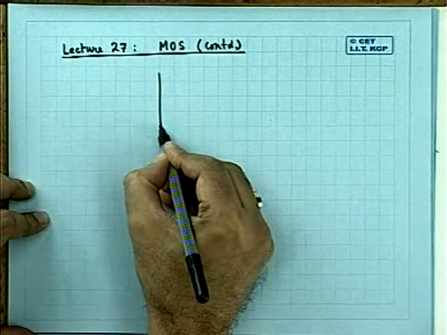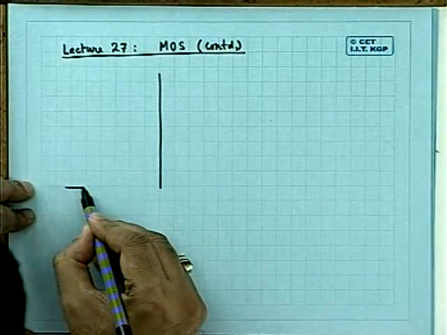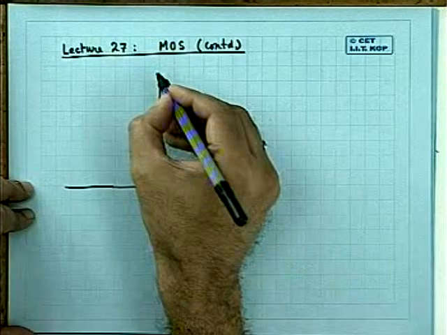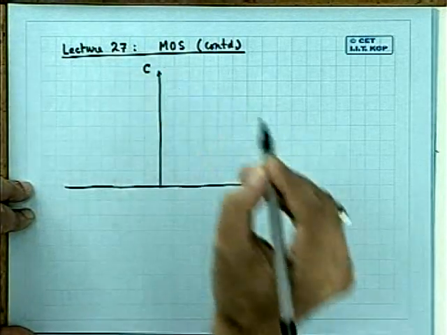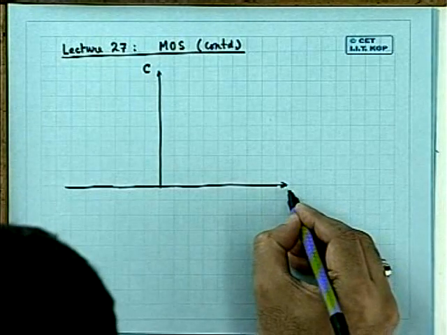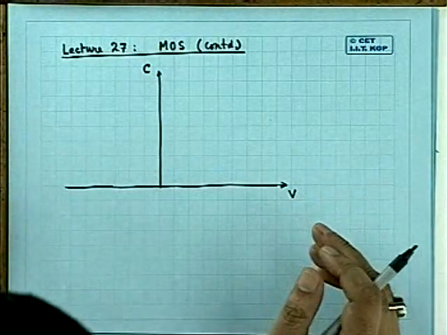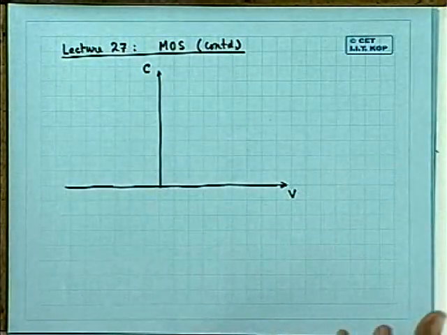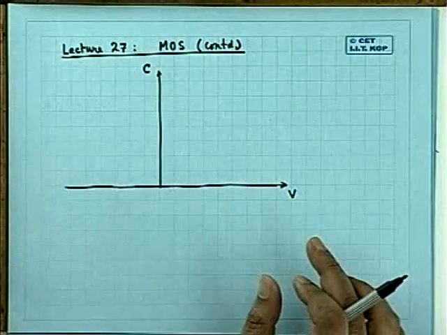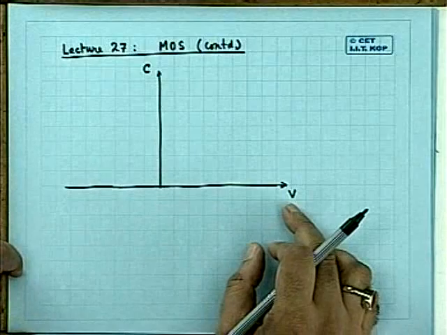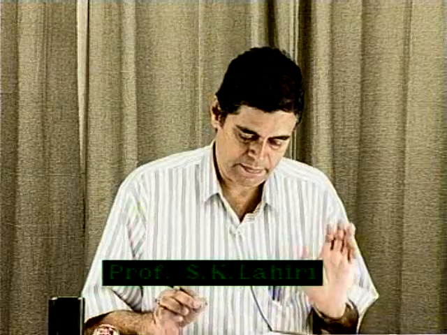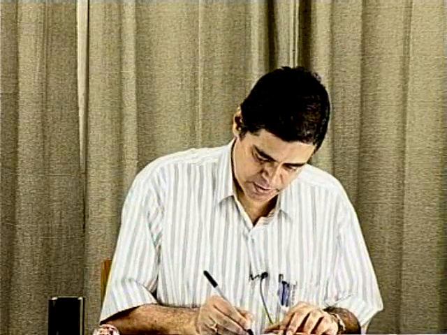If you consider this, C is the total capacitance of the MOS capacitor, and this is the V, which is the voltage applied between the gate. That V is equal to VG, but CV is a very popular nomenclature. Therefore, I am just showing it as CV. C is the total capacitance of the MOS capacitor, and V is the voltage applied at the gate with respect to the substrate. VG is a very standard nomenclature.